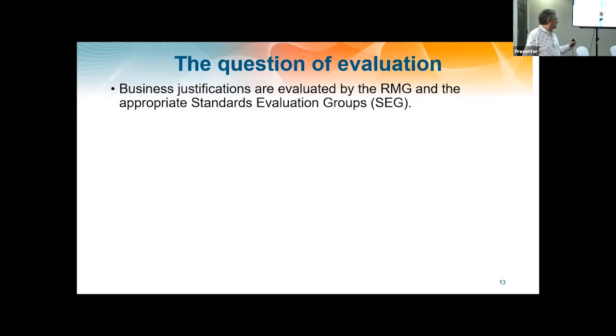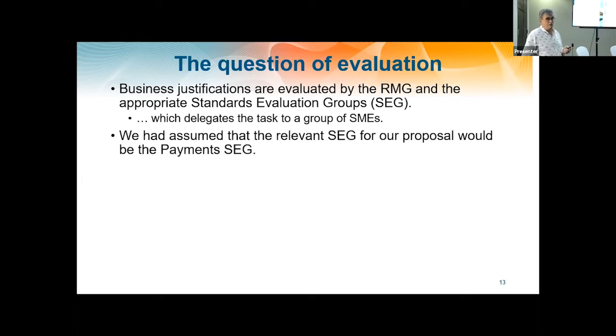So, as we've said, business justifications are evaluated by the registration management group and the appropriate standards evaluation groups. And they delegate the task to a group of subject matter experts. So some of these are people who are experts in the ISO 20022 world, and we're fortunate to have engaged the services of Jason Pollis, who is a definite expert in this area, and he's working with the Mojaloop Foundation to help us in that area. Others of them will be people who are experts in the business areas and who understand the needs of the business area and are capable of evaluating proposals for messages in terms of those business needs.